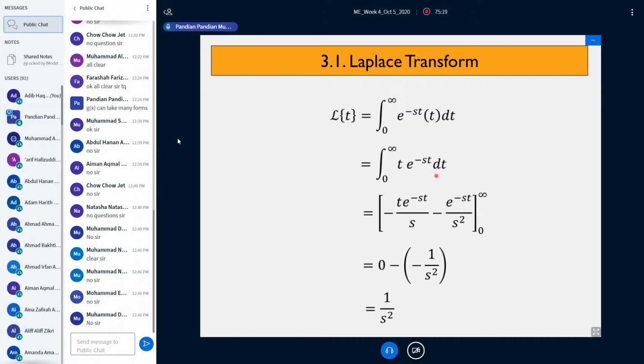So the answer is, this part from 0 to infinity, t is 0. So this first part is cancelled off. So the answer will be 1 over s squared. So your Laplace of t, this part is 0 already, and then this part will give you 1 over s squared.